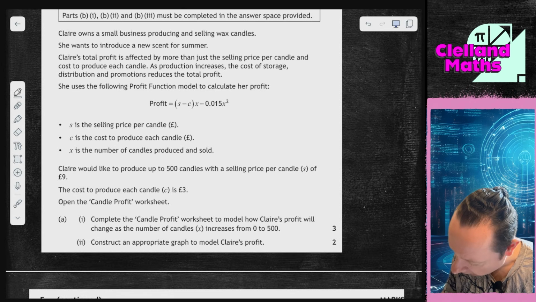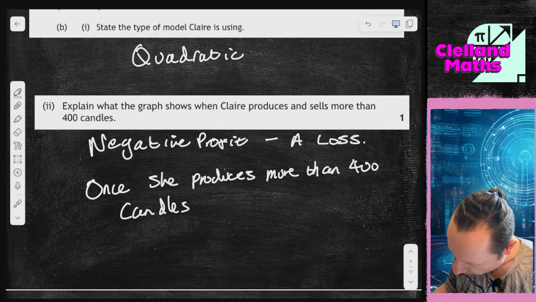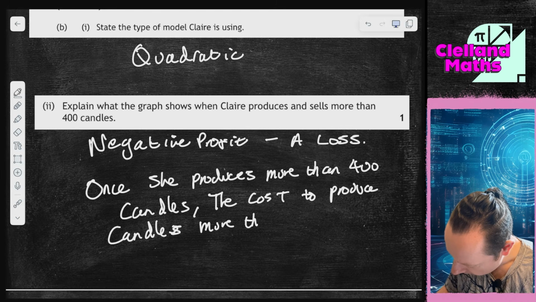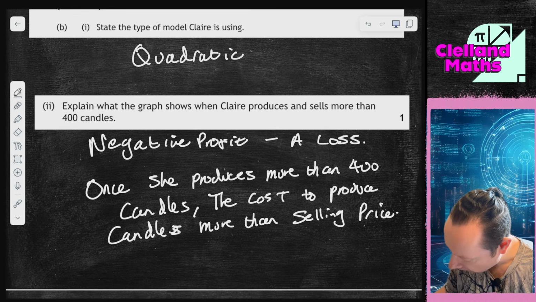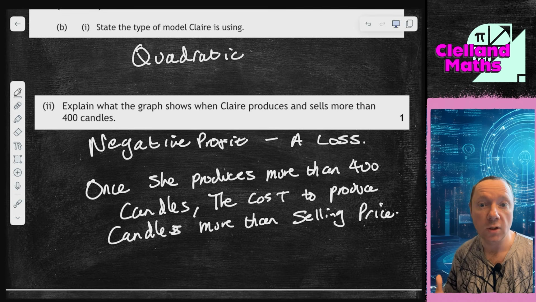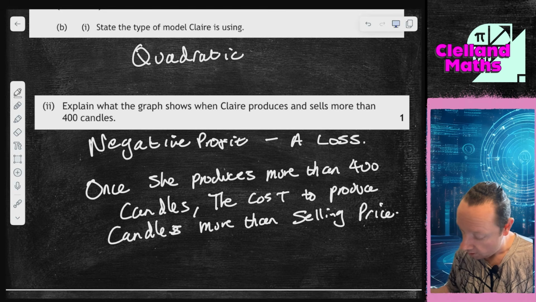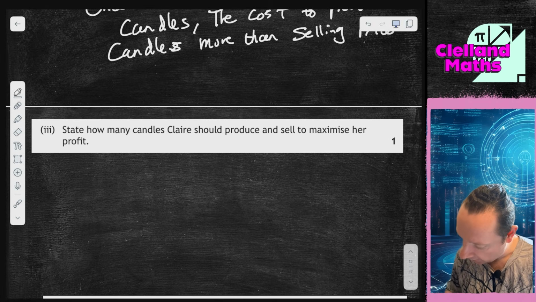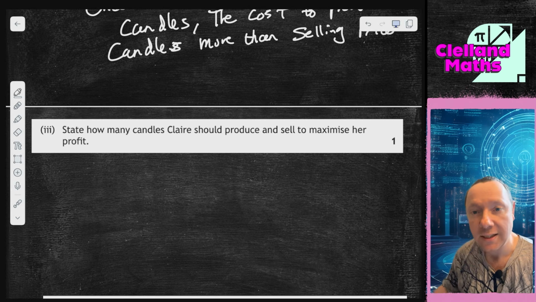So if we look at the question, as production increases, the cost of storage, distribution, promotions reduces the total profit. So once she produces more than 400 candles, the cost to produce the candles is more than the selling price. Now, I don't think I need as much as that because it is on a rough mark. I think just it shows that she's making a loss after 400 candles will be more than enough for that question. Okay, part 3 says, state how many candles Claire should produce and sell to maximise her profit.